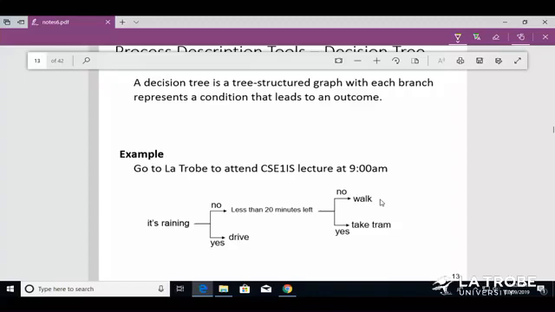Basically, since we have two conditions, if we want to represent this decision tree as a decision table, how many rules will we have? How many conditions do we have? How many rules? Four, absolutely correct. 2 to the power of 2, you're going to have 4 rules.